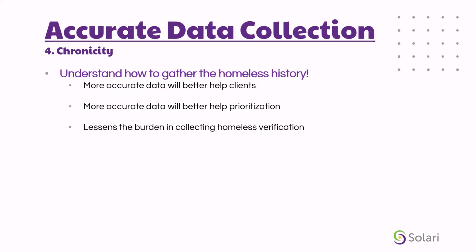So while chronicity is a big topic and it is important, the really key part is to make sure that we're just collecting the homelessness history data correctly. And if the client is chronically homeless, because we've correctly collected the data, they will be defined as chronically homeless just because their data is saying that they do, and their history does reflect that status.